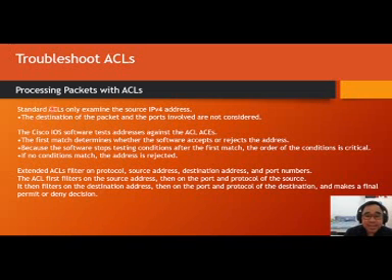Standard ACLs only examine the source IPv4 address. The destination of the packet and the ports involved are not considered. The Cisco IOS software tests addresses against the ACL ACEs. The first match determines whether the software accepts or rejects the address. Because the software stops testing conditions after the first match, the order of the conditions is critical. If no conditions match, then the address is rejected.